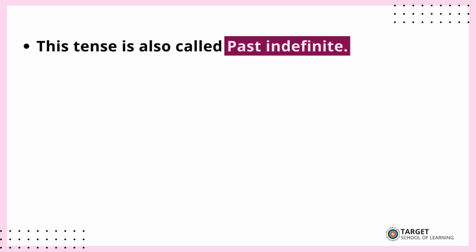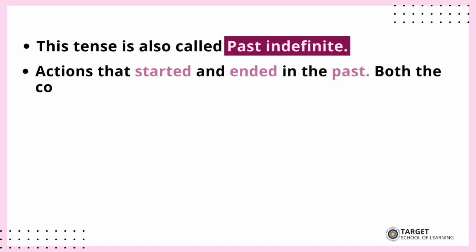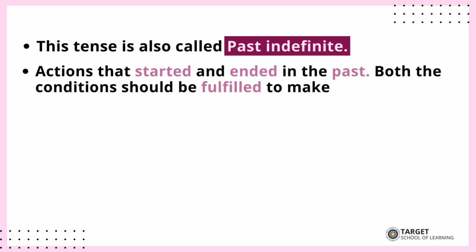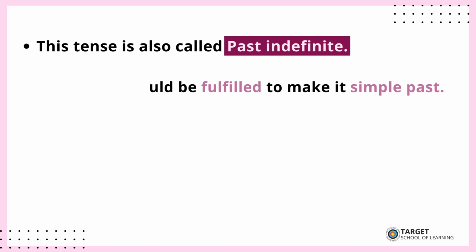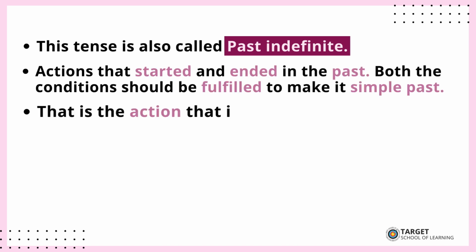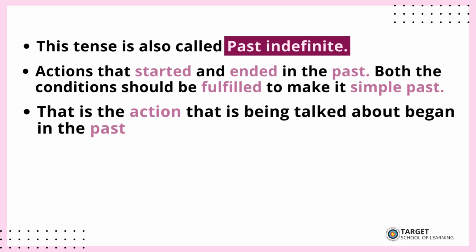This tense is also called past indefinite. We are going to learn how to make simple past tense sentences in English today. First of all, let's know where to use simple past tense. Actions that started and ended in the past. Both the conditions should be fulfilled to make it simple past. That is, the action that is being talked about began in the past and ended also in the past.